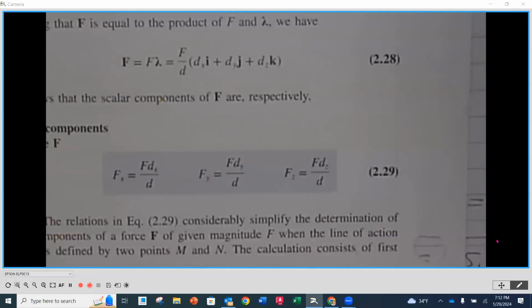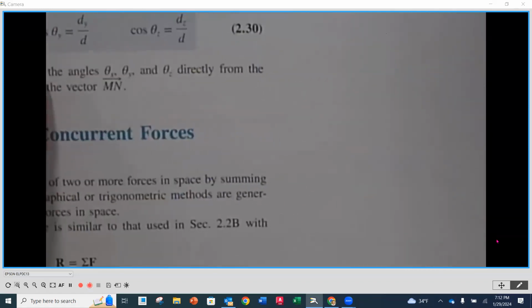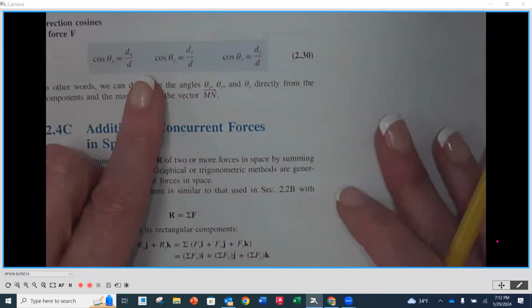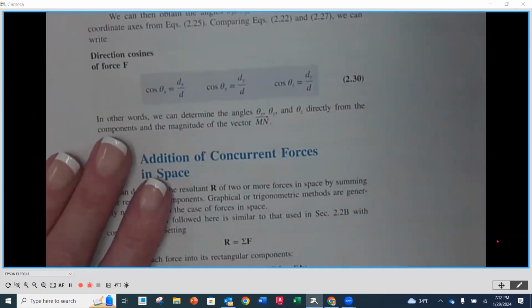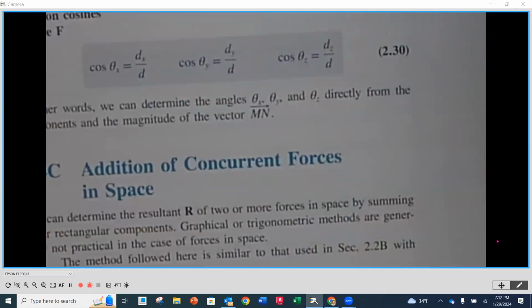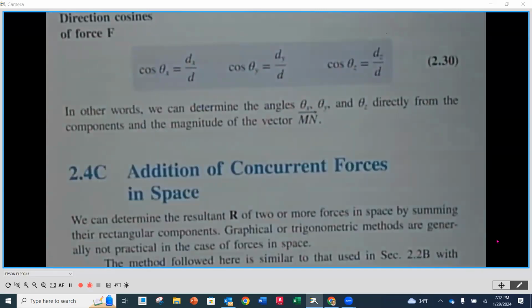And then, as we know, we're going to need the corresponding angles as well. So then equation 230 is going to be cosine theta x is equal to, now using those distances to each one of those points, dx over d, dy over d, and dz over d. I don't know what it's called. It's just called right here. Oh, it says just the direction cosines for that force. So it's equation 230.